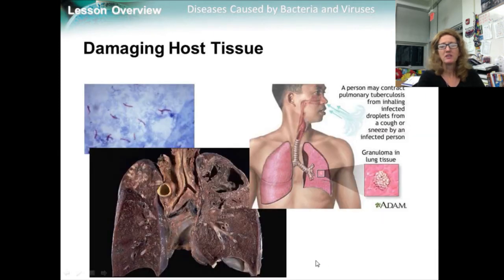One example of a bacterial pathogen that damages host tissue is the bacterium that causes tuberculosis. This pathogen is inhaled into the lungs, where its growth triggers an immune response that can destroy large areas of tissue. The bacterium may also enter blood vessels and travel to other sites of the body, causing similar damage too.